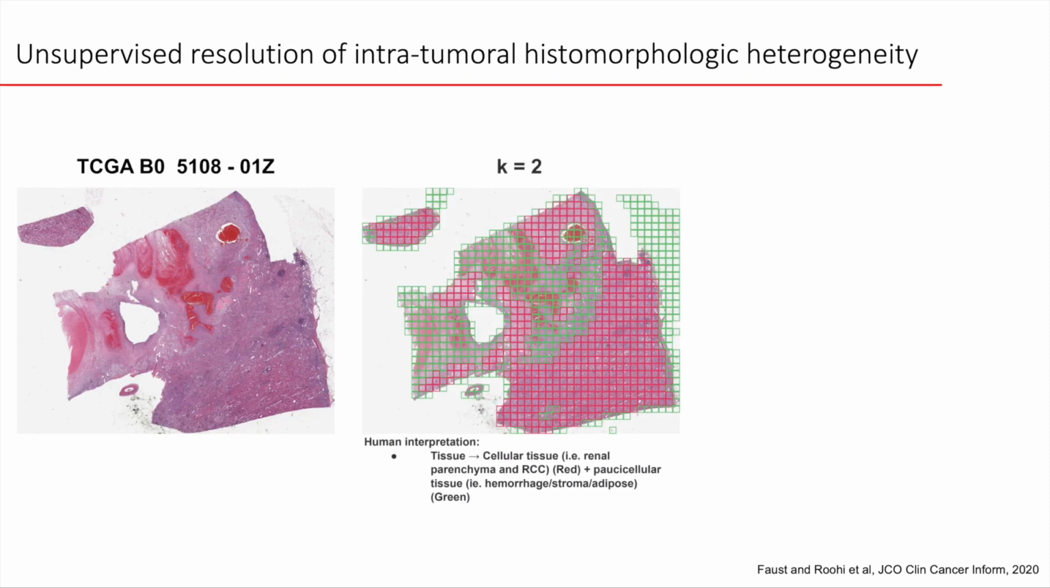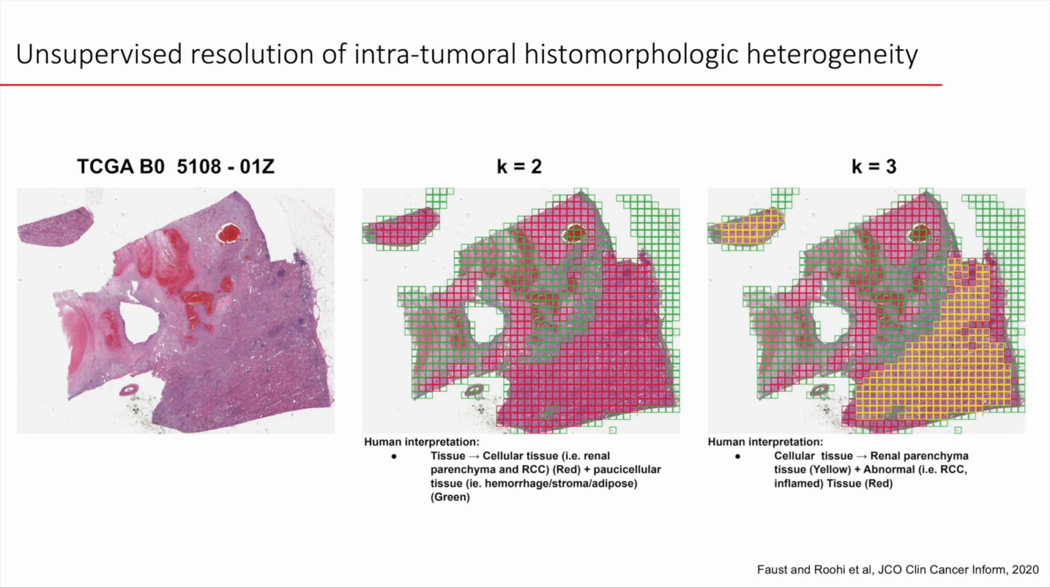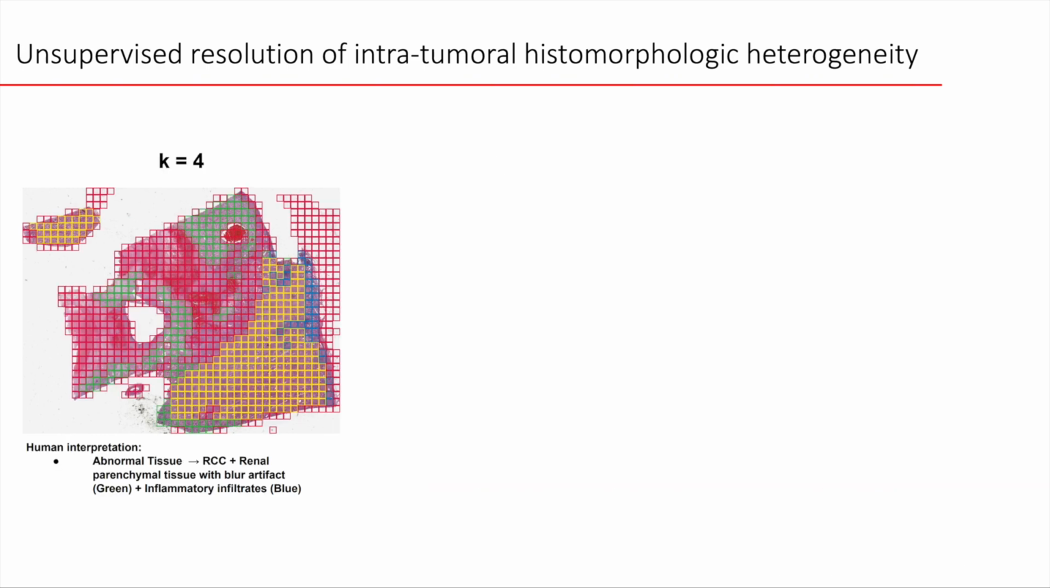So here is the slide. When you go to 2 subgroups, what the computer decides to do first is separate the green, the paucicellular components of the image, from the hypercellular components of the image. So you have fat, hemorrhage, and adipose tissue being grouped as green, and then you have your renal cell carcinoma being grouped with your normal renal parenchyma, which are much more cellular components. When you go to k equals 3, it obviously recognizes that there's a difference between the tumor and the normal renal parenchyma, so it divides that group first into normal renal parenchyma and RCC.